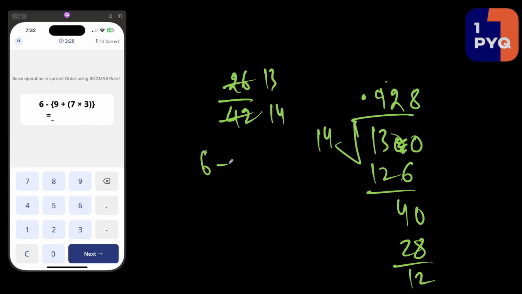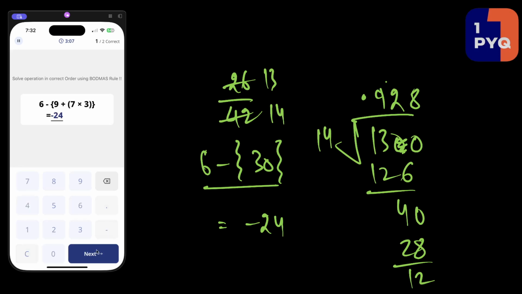Then talking about 6 minus 7 3s are 21. 21 plus 9 is 30. So this is 6 minus 30. That's going to be minus 24. Okay, so minus 24 is going to be the answer.